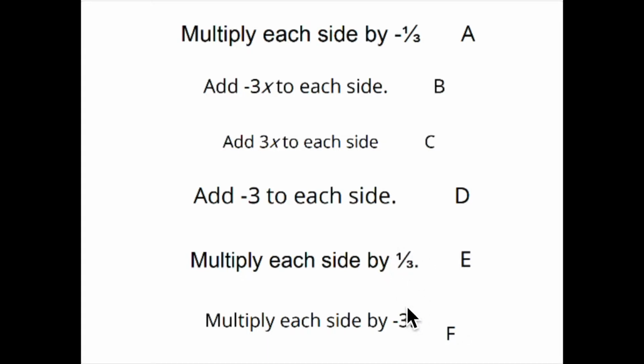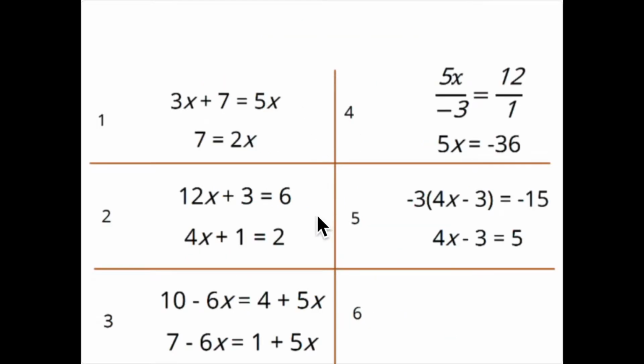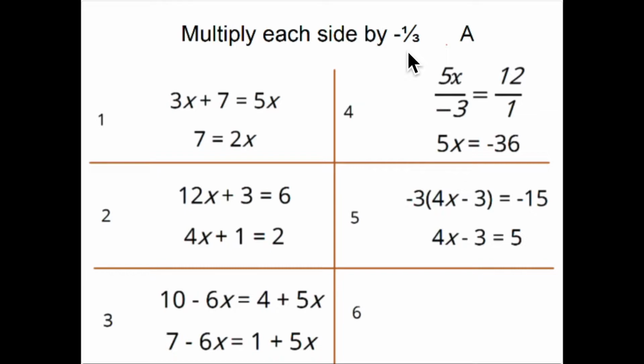And if you're multiplying each side by negative 3, you're probably getting rid of a negative 1/3 as a coefficient. So you're making that coefficient 1. So look for those as we go through each problem. Here are each of the equations and the first step. So multiply each side by negative 1/3. So this is move A. So which one of these does that match?